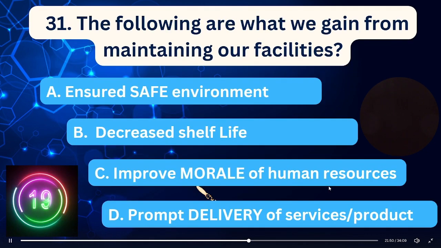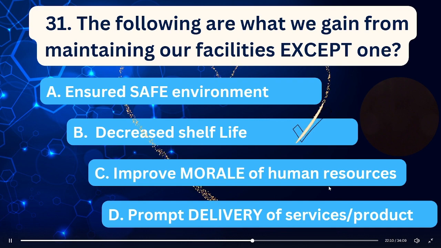Number 31. The following are what we gain from maintaining our facilities. A. Ensured safe environment. B. Decreased shelf life. C. Improved morale of human resources. D. Prompt delivery of services and products. Number 31. The answer is letter B, decreased shelf life, since these are what we gain from maintaining our facilities.